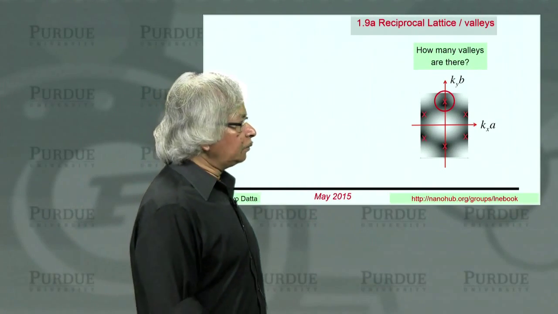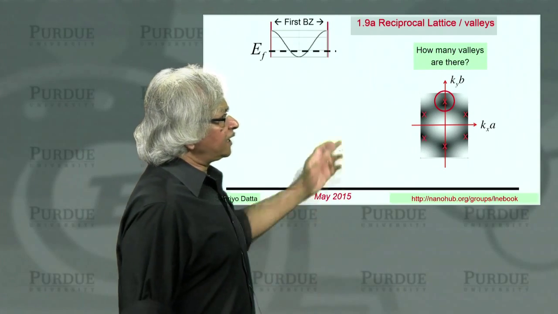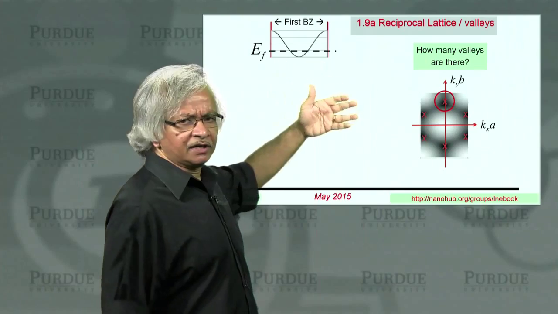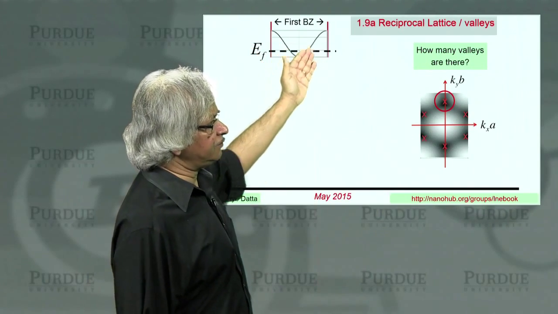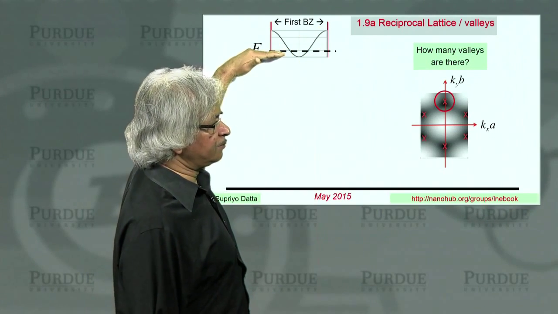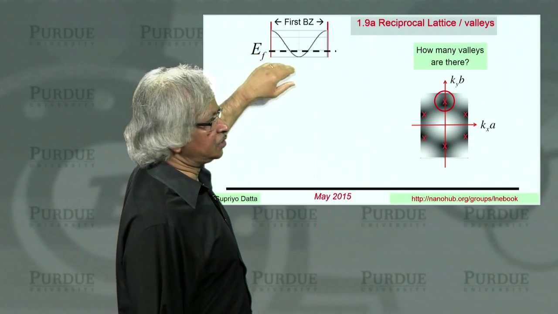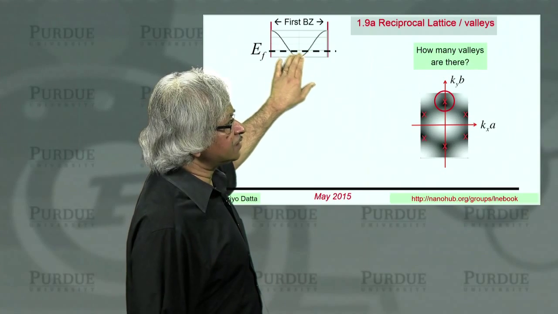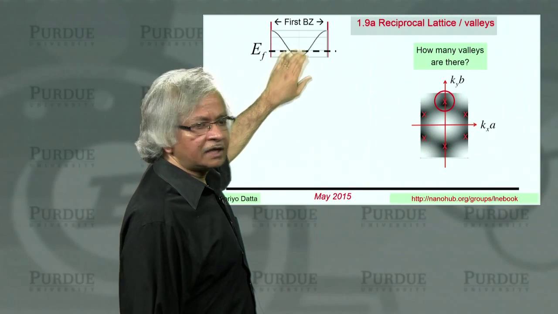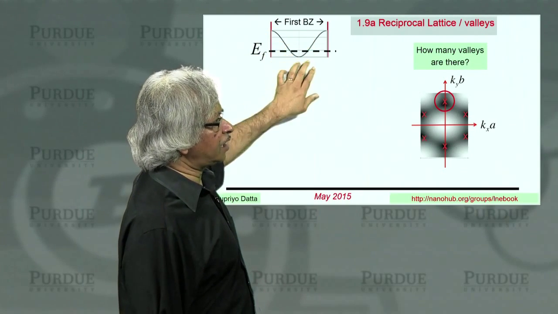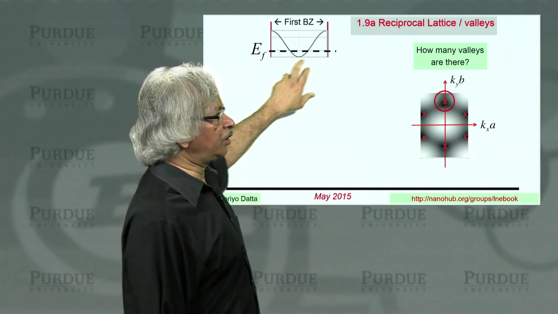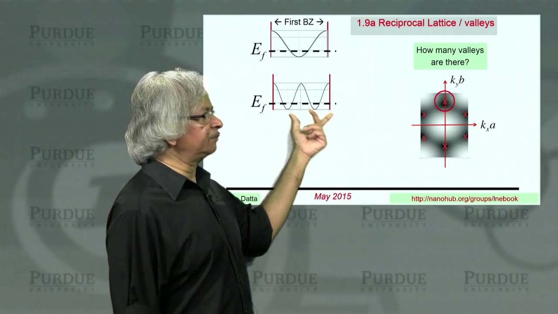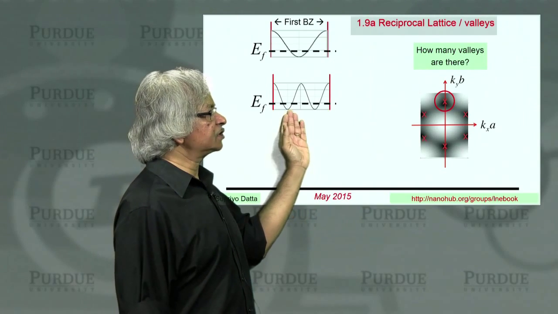Okay. Now, just to recap, the basic idea of a valley is something like this. Supposing you had a simple 1D problem. You had an EK relation looking like this. There's a Fermi energy somewhere here. And so what determines conduction is the energy levels around the Fermi energy. And so you'd say, okay, here we got one valley. This is where all the conduction takes place. Well, if you had an EK diagram that looks like this, you'd say there are 2 valleys.